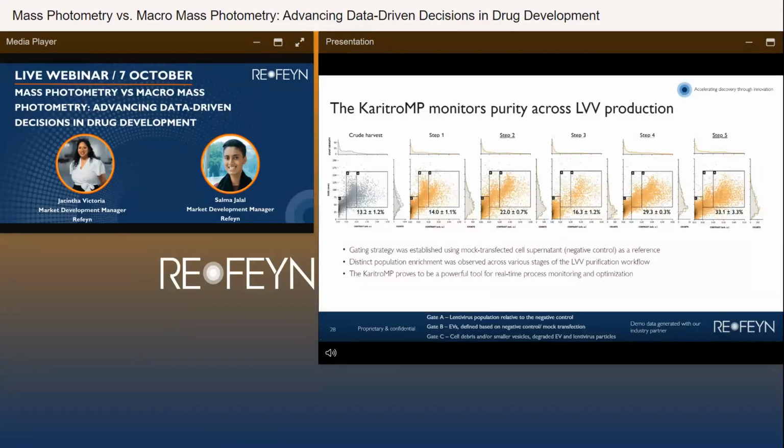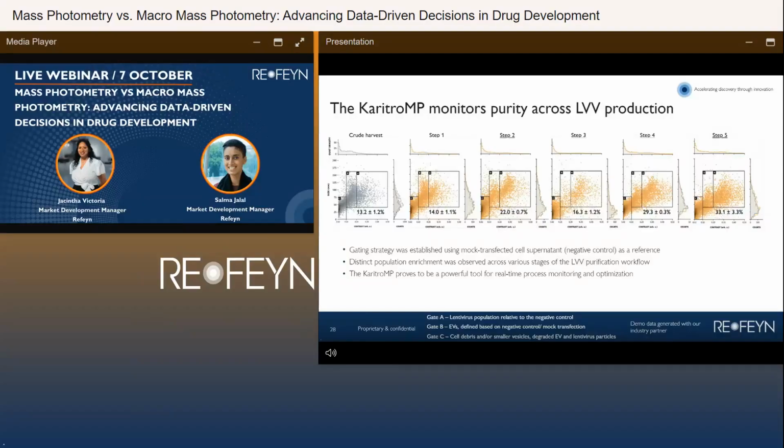You have gate B, which are your extracellular vesicles. Again, we have positive data to show those are extracellular vesicles. And then finally, your gate A, which are your LVV particles. As you can see, Querétaro can be used very reliably for process monitoring. If you look at gate A specifically, you're able to see how there's an enrichment of LVV particles, but also in some steps losses. At step 3, you can identify that there is a loss there.